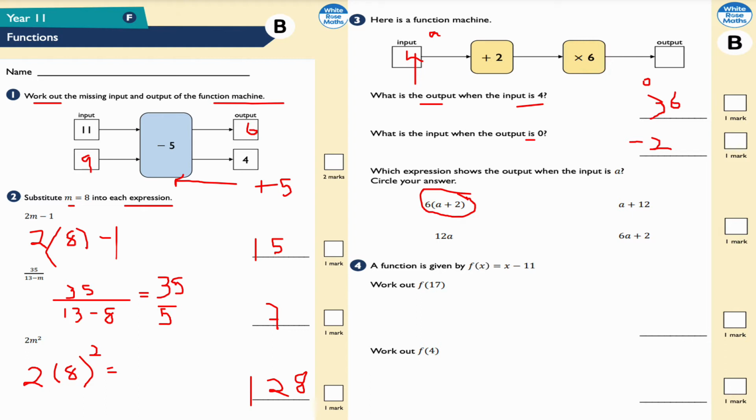Question number 4. A function is given by f of x is equal to x subtract 11. Work out f of 17. Well, it's 17 take away 11, which is 6, guys. It's subbing in, so f of 17 means 17 take away the 11, which is equal to 6. Next part, f of 4 is 4 take away the 11, which is negative 7.